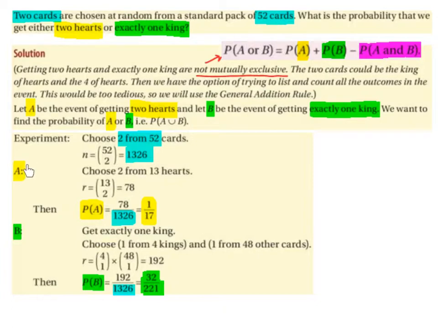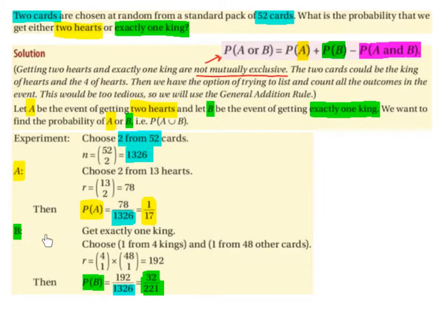So event A is that we choose 2 from 13 hearts. We were not told in the question that it's to choose 2 from 13. 13 was never mentioned in the question, but you should know off by heart that there are 13 hearts in a standard pack of cards. So we were asked for the probability that we get 2 hearts, so it's 2 out of 13 hearts, so n(A) is going to be equal to 13 choose 2, which is 78. Then the probability of event A is going to be 78 over 1,326, which simplifies to 1 over 17.